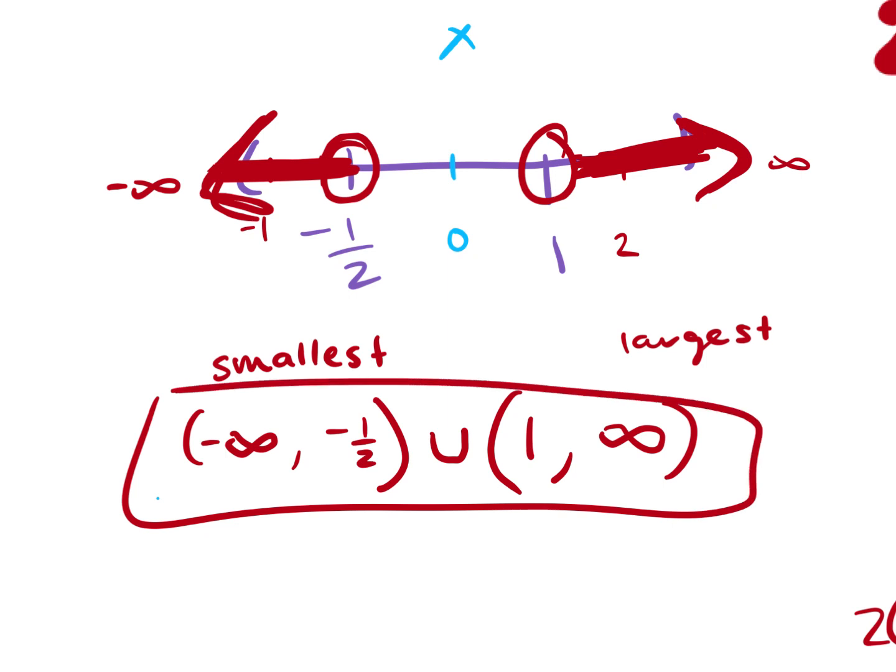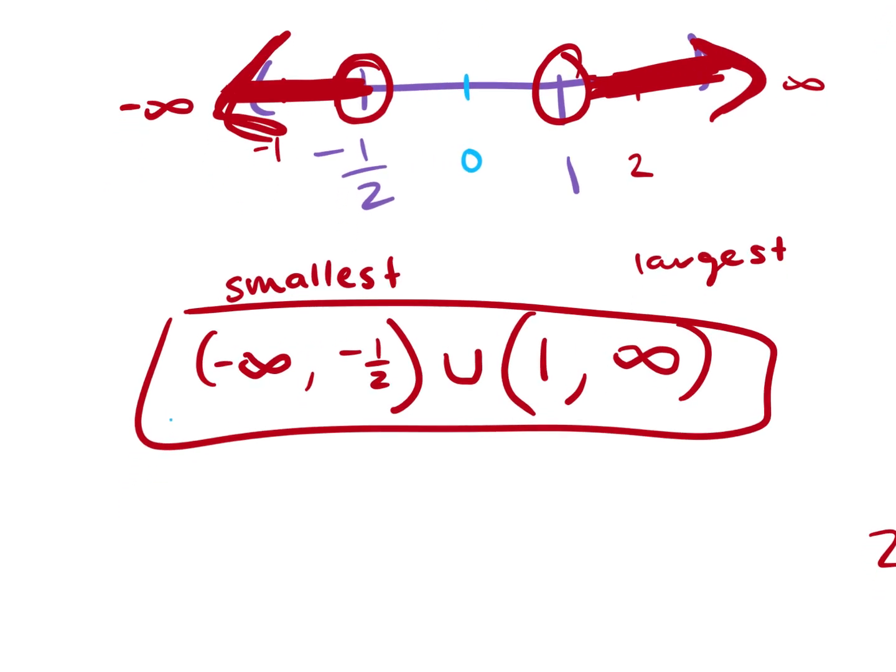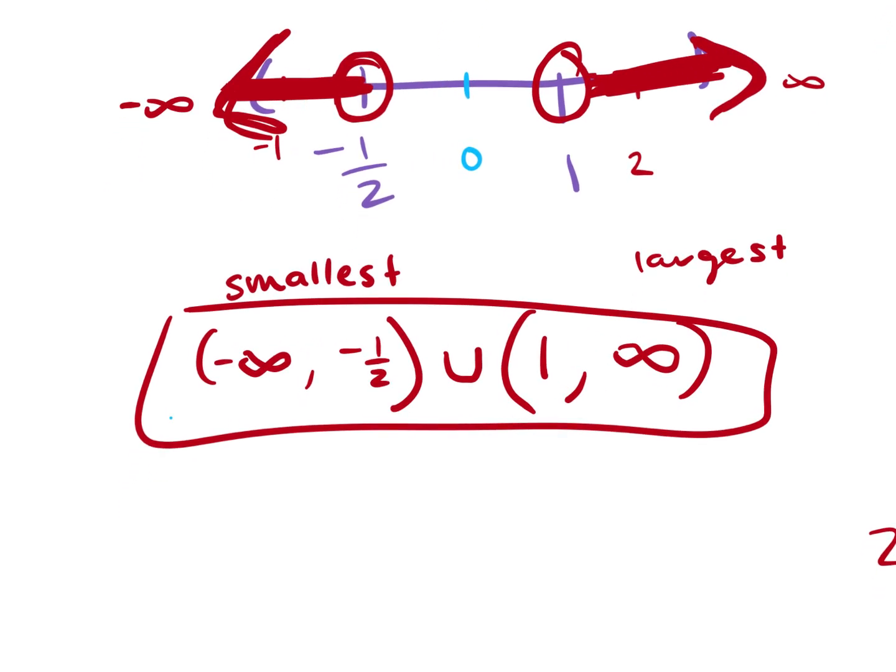If you highlight the outside parts of your graph, you're going to have 2 intervals because there's 2 sections to your graph. Just like how you have 2 intervals, you're going to have 2 inequalities. So we would say x is less than negative 1/2 and x is greater than 1.